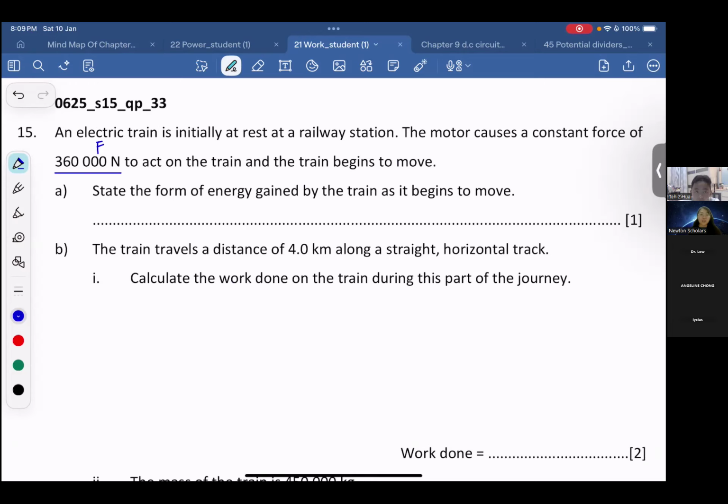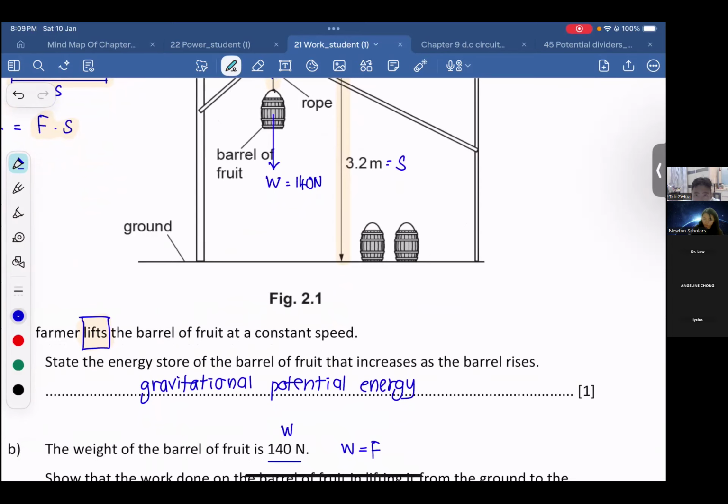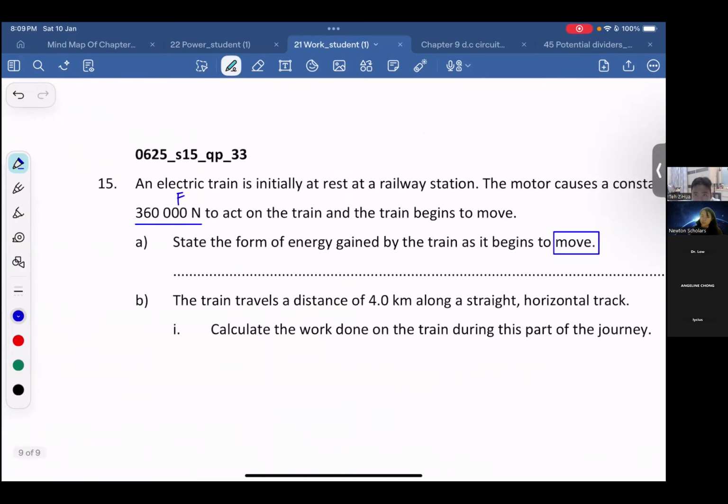State the form of energy gained by the train as it begins to move. The keyword here is move. Can you tell me what kind of energy? Just now the keyword was lift, so we know that is GPE. Right now the keyword is move, so what kind of energy? Angeline, kinetic. Yes, it's moving, so kinetic energy.